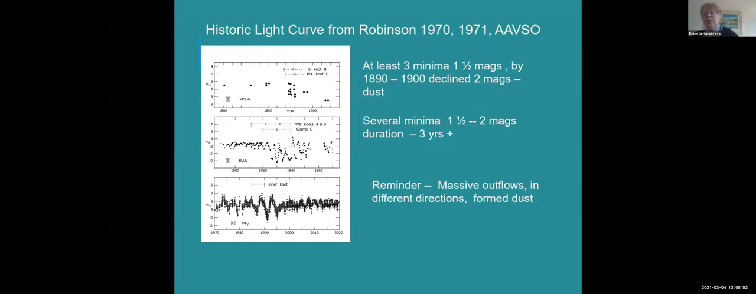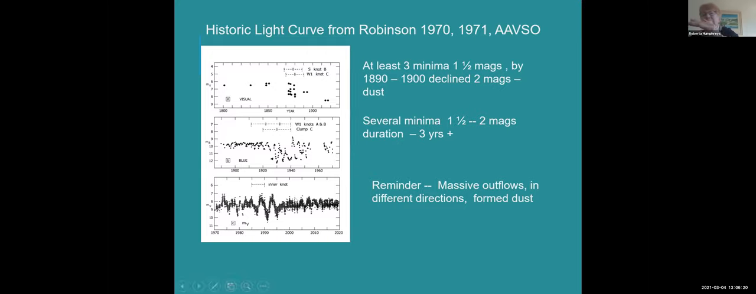In the middle panel in the early 20th century, several of the ejecta times correspond with several different minima in the light curve when the star declined as much as two magnitudes. And the duration of these minima, I think, is very important. Instead of being measured in days or weeks, these are measured in years, typically about 3 years, and some of them as long as 4 years.